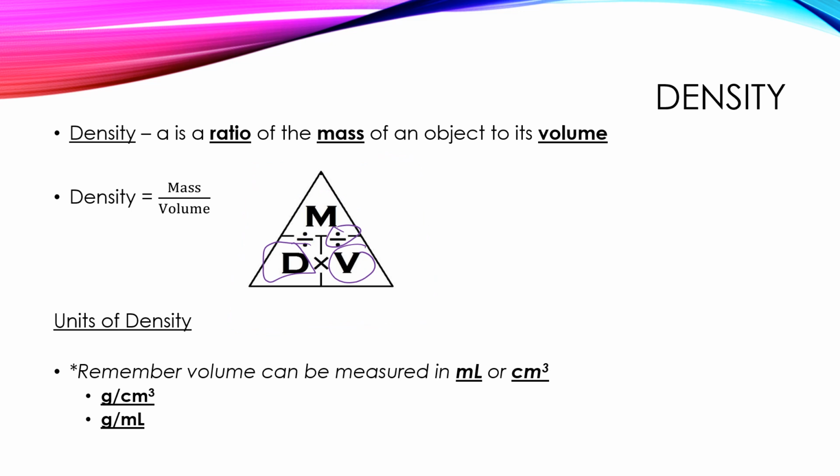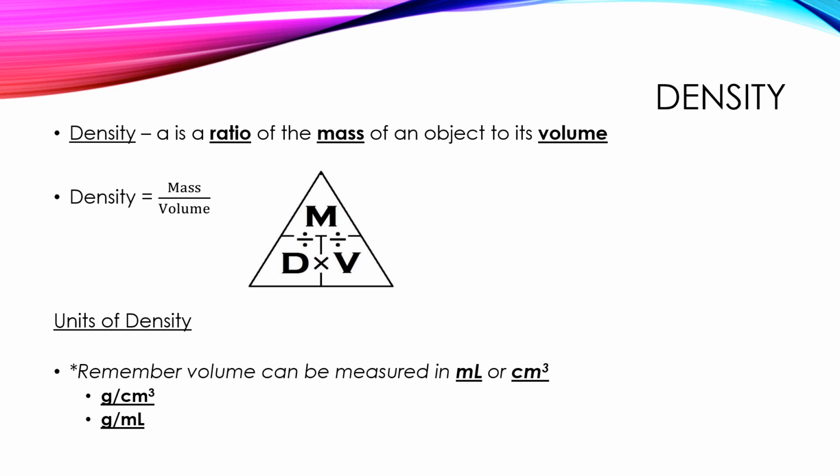Remember, with these triangles, what you do is you cover up whatever you are trying to solve for and follow along with that multiplication or division that it tells you to do. So if I'm trying to solve for density, you cover that up and it tells you mass divided by volume. If I'm trying to solve for mass, you cover up mass and it tells me to take density times volume.